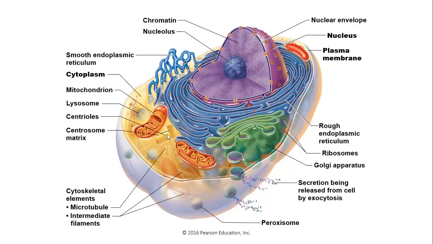So those mitotic spindles that move around the chromosome during mitosis, they're made by the centrioles. All right, so then you also have the cytoskeleton elements. Microtubules are the largest, and then you have intermediate filaments, which are, like the name tells you, in between. And then you have a smaller filament called the microfilament, which is smaller than the intermediate filaments.